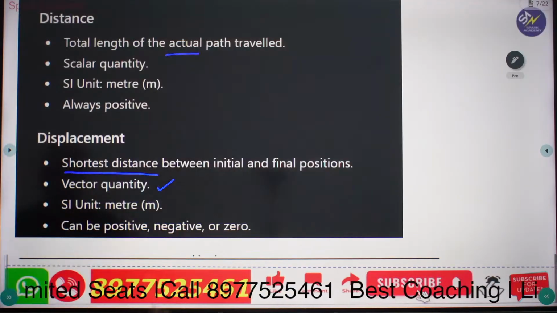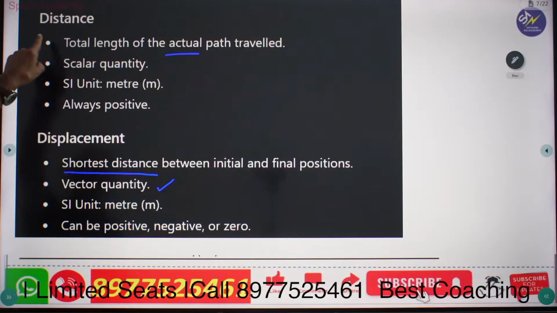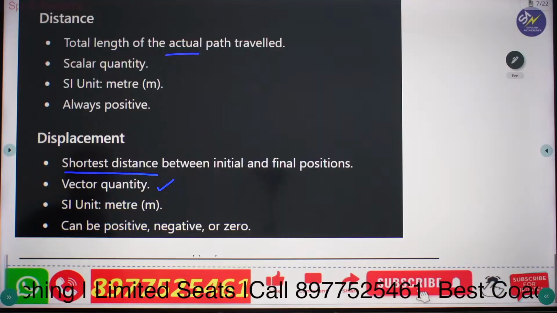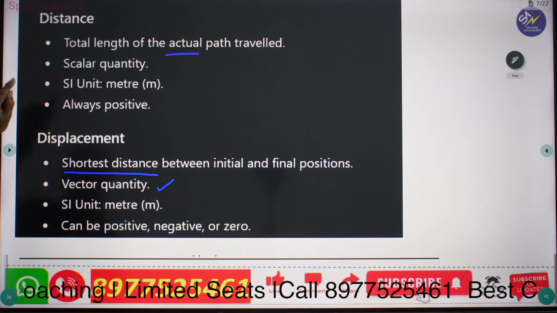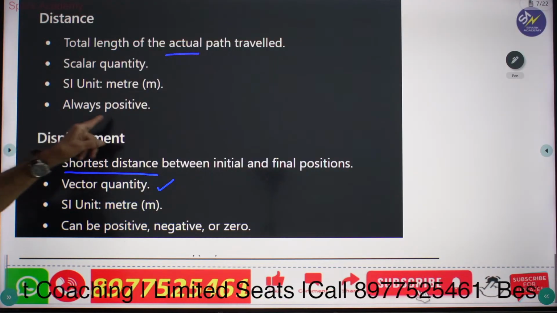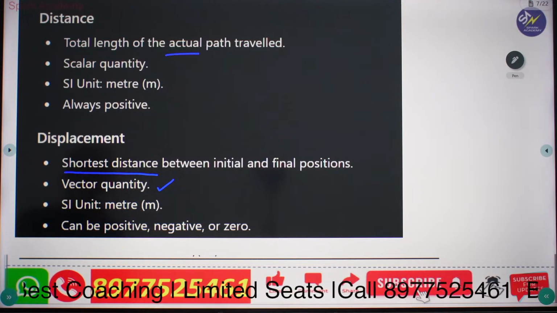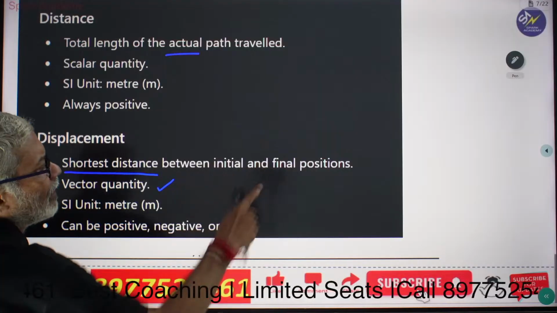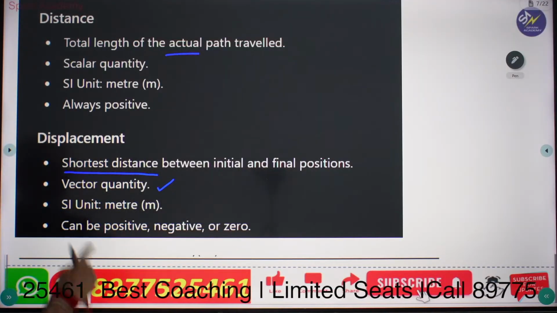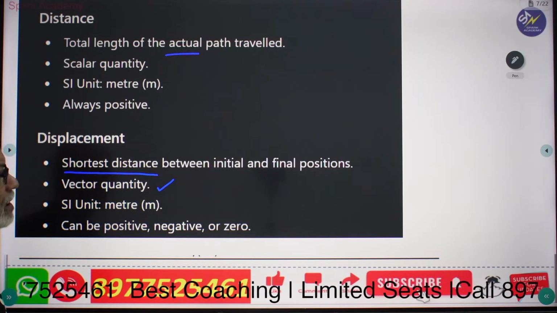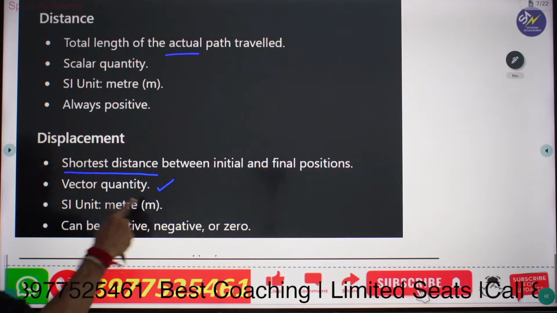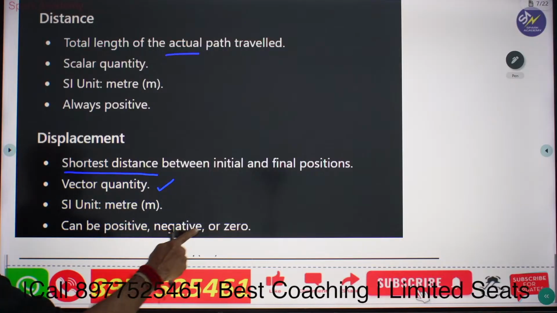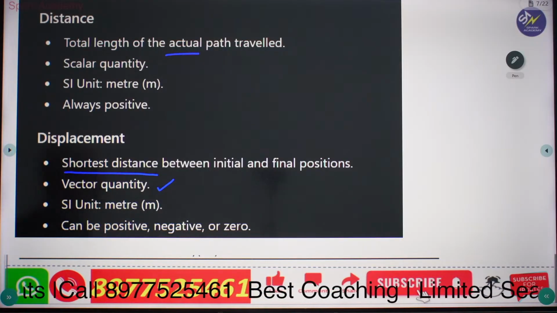Now in a nutshell, what is distance? Total length of the actual path travelled. It is a scalar quantity, SI unit is meter, always positive. Displacement is the shortest distance between initial and final position. Of course, it is a vector quantity because direction is involved. Unit is meter, and displacement can be positive, negative, or 0. That you have to keep in mind.